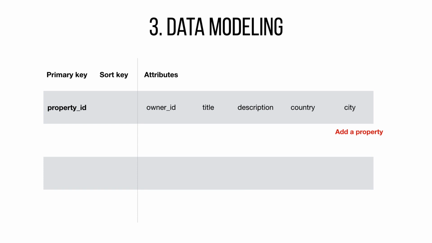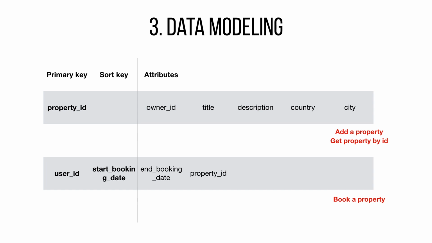In this way, we can always identify one item. And also with this layout, we can get the property by ID query just by querying by property ID. So now we have solved 2 access patterns. Now let's move to the book a property access pattern. We want to be able to book a property. For that, we need to put the information in the table.